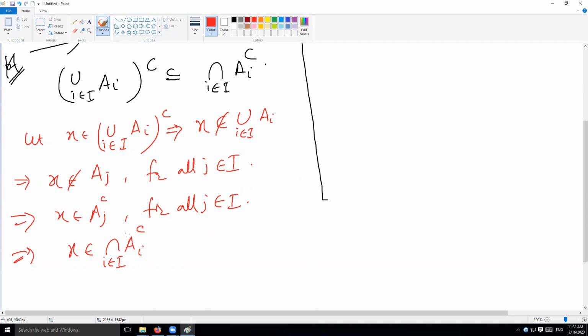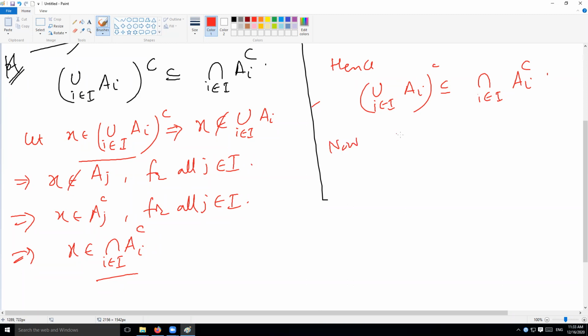If X is in all AJs, that means that it is going to be in the intersection of all AJs. So you picked an element from here and you proved that it belongs here. So you're going to say, hence, this union of I in I AI complement is a subset of intersection of I in I AI complement. Okay, this is what you should show. How about the other way around?